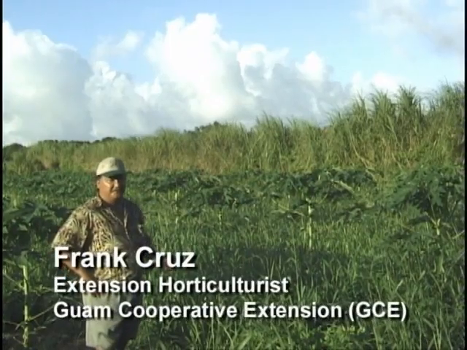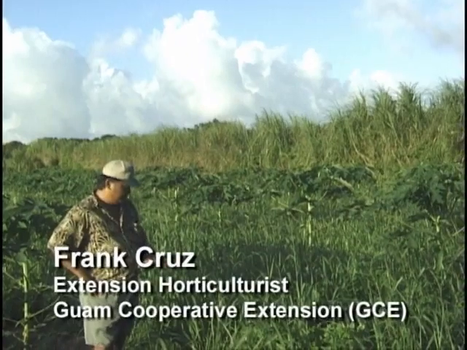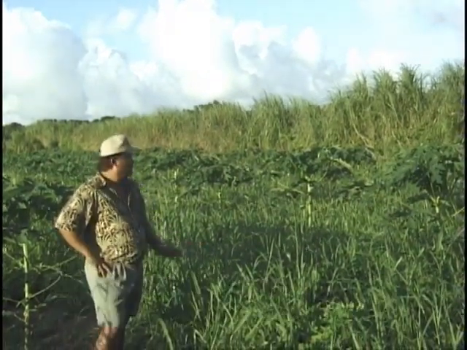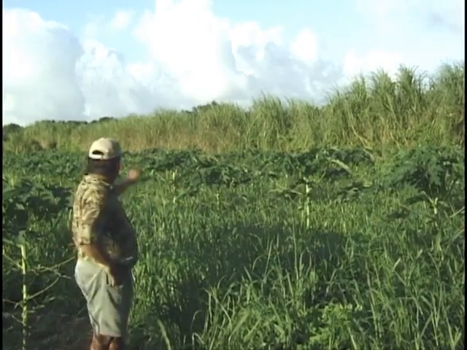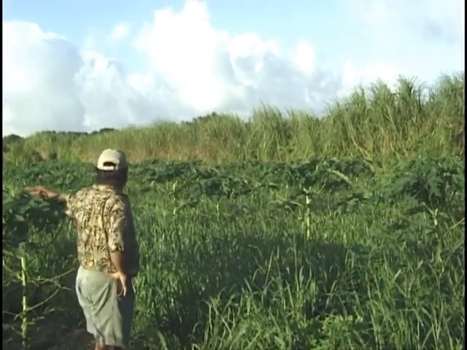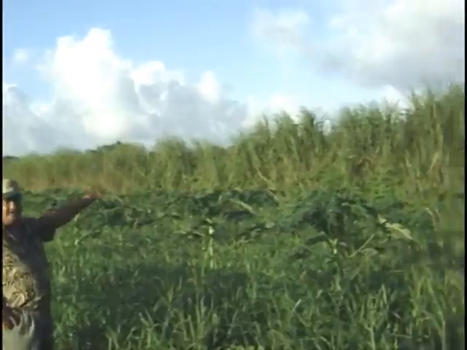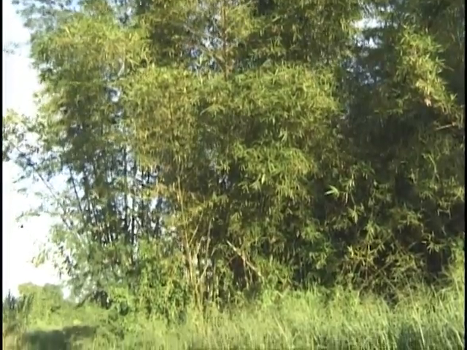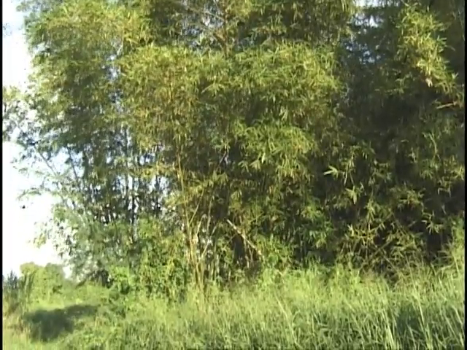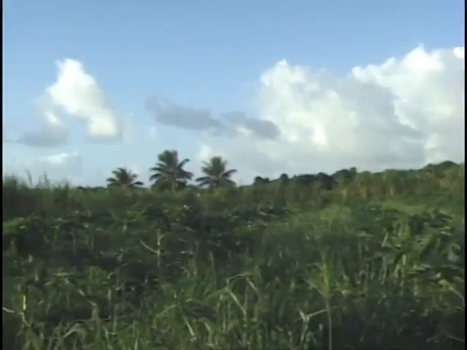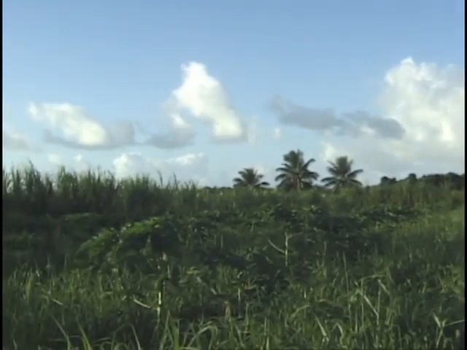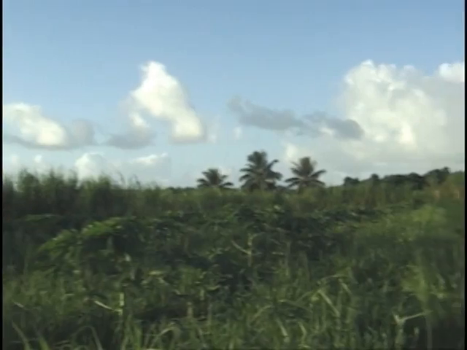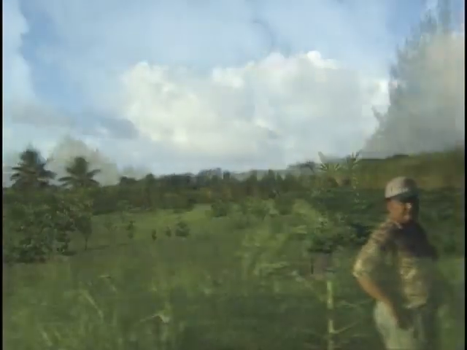Besides this field being no-till and with a living ground cover, it's also protected by windbreak all the way around. 3 sides with the cane, and 1 side with the bamboo and other trees which are natural vegetation in this area. The cane is planted specifically to protect this field right here. No matter what crop is grown in here, that cane will protect that crop.